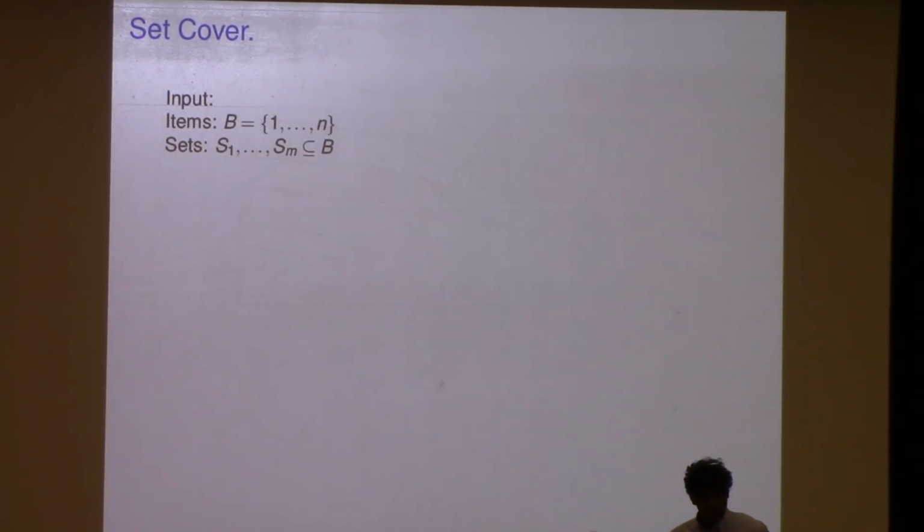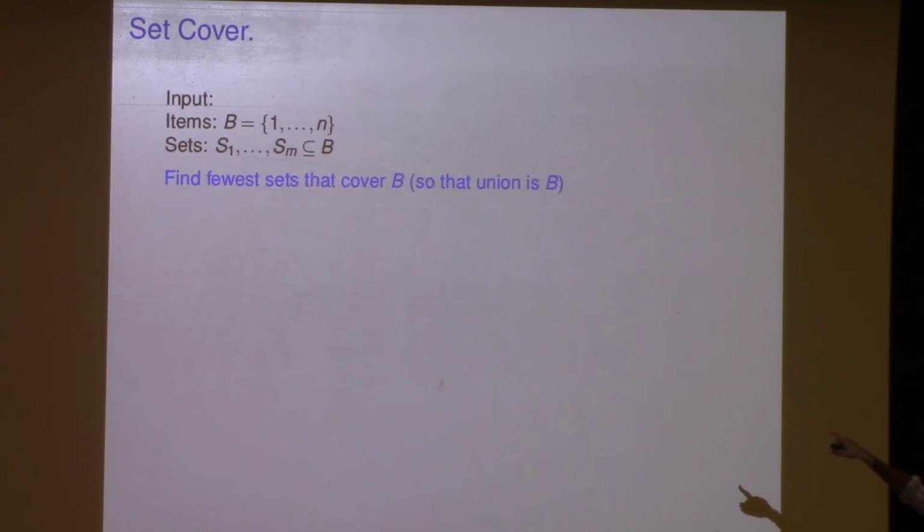Okay, let's try that again. There's set B, 1 through n. We have, this is part of the input. The input is a set of sets, okay? And what you want to do is cover the elements of the set. You want to find the fewest of these S sub i's that cover B, so that the union is equal to B.